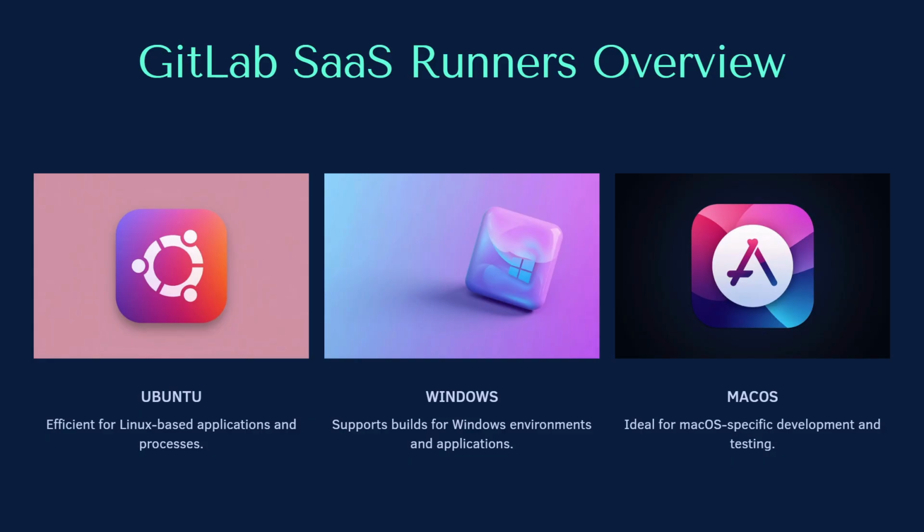SaaS runner types. You get Linux, Windows, macOS, and GPU runners out of the box. Linux for almost everything, Windows for .NET, and macOS for Apple builds, GPU for ML workloads. You literally just reference the tag in your pipeline and you are done.